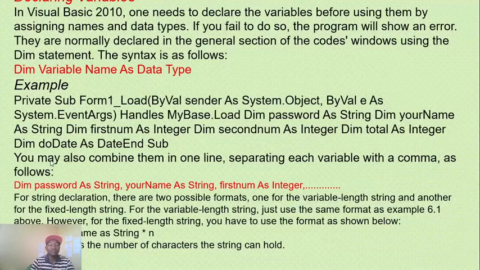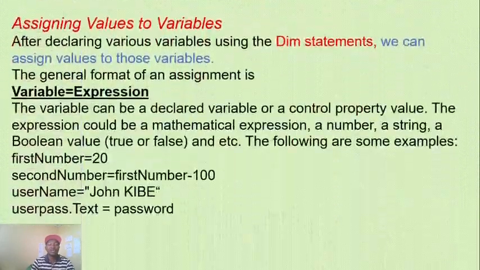Then you may also combine them in one line, separating each variable with a comma. That's very important. Therefore, you can say Dim password As String, yourName As String, firstNumber As Integer. Therefore, you can see you can combine them by separating them using a comma.